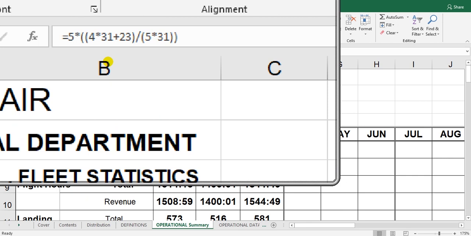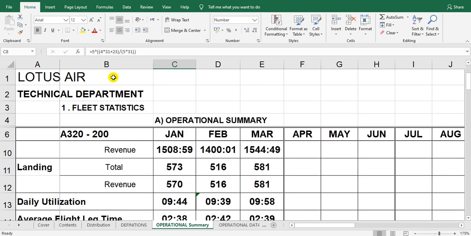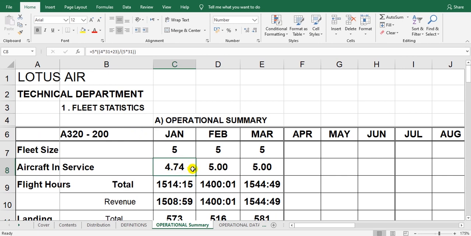open bracket, 4 multiply 31 plus 23, because the fifth aircraft is non-service for 8 days. So here is 23 days for the fifth aircraft, divided by 5 by 31. 5 is the number of aircraft, and 31 is the number of days in this period, which is the month January. Okay, so this is a number and a fraction.